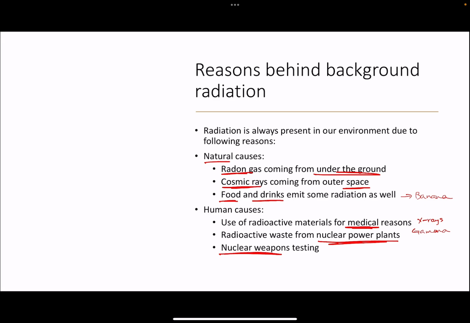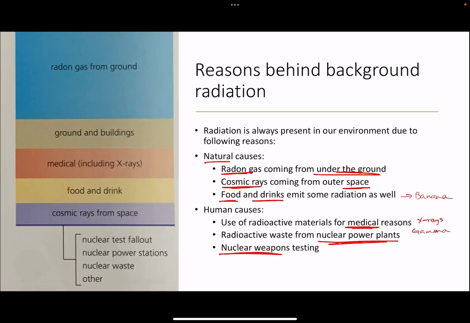Now, all of these reasons can be represented on a diagram which shows them in order of their importance, or how much they contribute to the total background radiation. So the biggest reason is the radon gas, and then there is ground in buildings, and then medical reasons, and then food and drinks, and then cosmic rays is one of the minor reasons, and then nuclear tests and power plants and nuclear weapon testings is a very, very small reason behind background radiation.